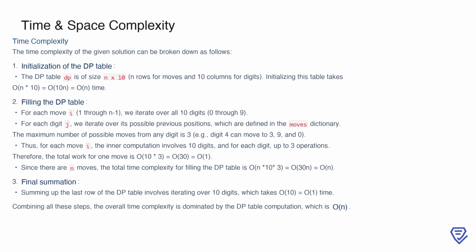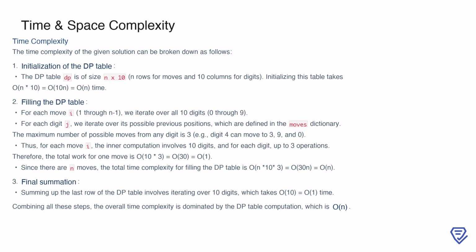Next, we look at the process of filling the dp table. For each move, from 1 through n-1, we iterate over all 10 digits. For each digit, we examine its possible previous positions, as defined by the moves dictionary. A digit can have up to 3 possible moves, so the total work per move involves 10 digits and up to 3 operations per digit, making it 10 by 3, or simply 30, which is constant. Since there are n moves, the total time for filling the table is 30n, which simplifies to O(n).